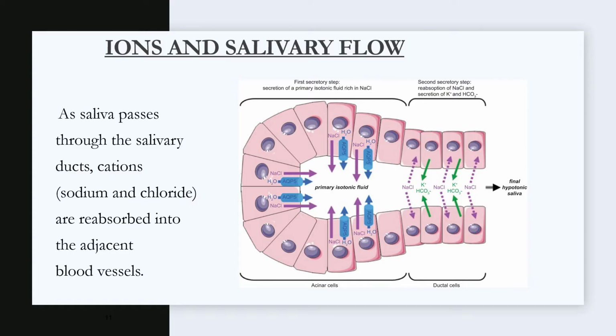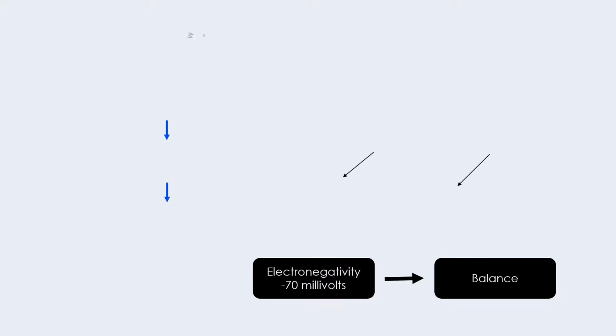Almost, you can say it is hypotonic, not very much hypotonic, but its composition is entirely changed as compared to when it is produced by the acinar cells. Because as I told you, initially it is acidic in nature, and then due to the presence of the bicarbonate, it becomes basic.